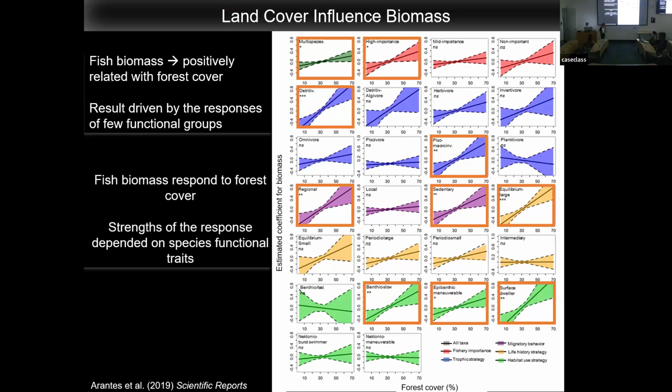As we expected, fish biomass responds to forest cover. And as we expected as well, the strength of the responses depends on the species' functional traits. So a quick takeaway: these results indicate that forest loss can lead to reduced fish biomass, with certain functional groups and species of greatest economic importance being most vulnerable, right?